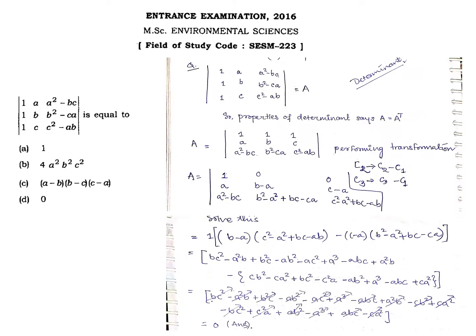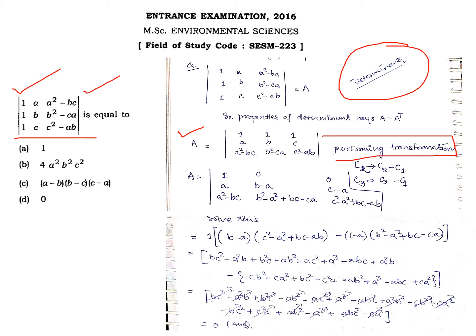Moving on to the second question. It comes from the topic called determinant. The question is that this determinant is given and you have to solve it and get the answer. So here the determinant is given like this. You should know that we can perform transformation operations, meaning we can add something, delete something, multiply something, divide something, and exchange the rows and columns and perform arithmetic operations between these rows and columns.